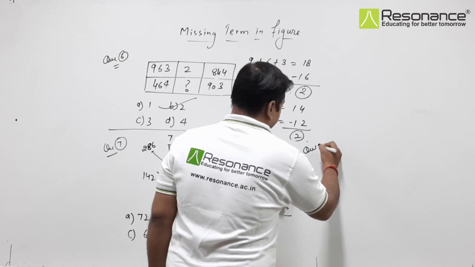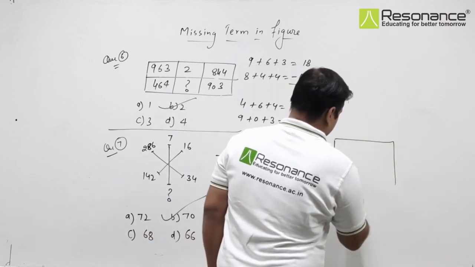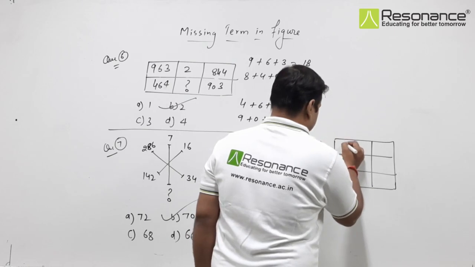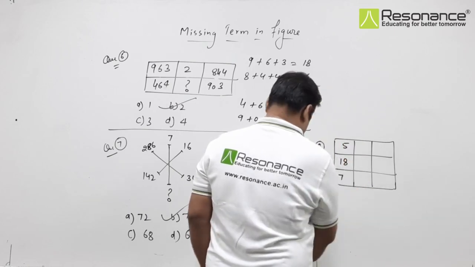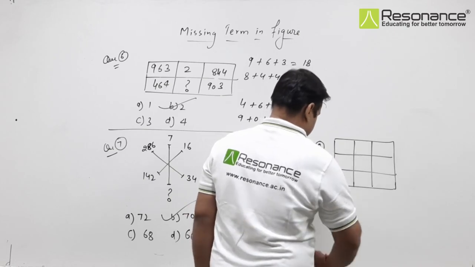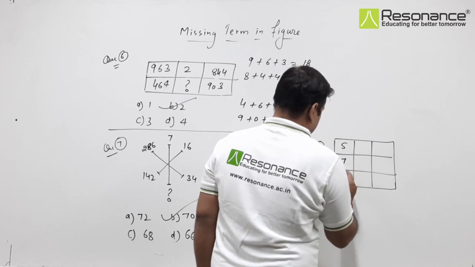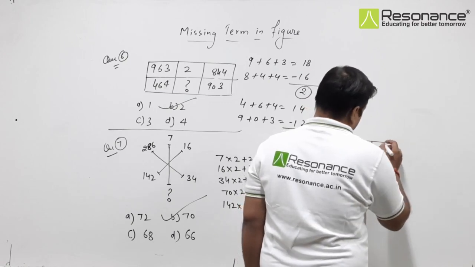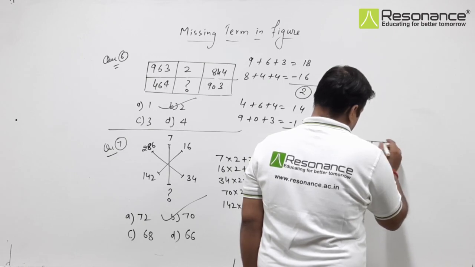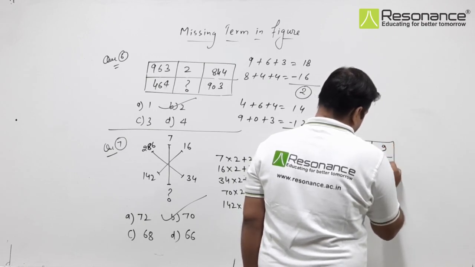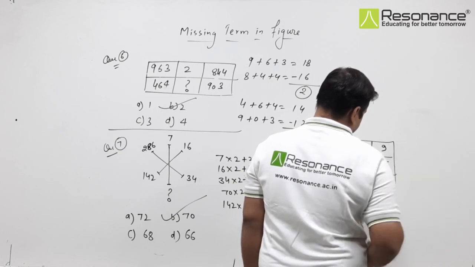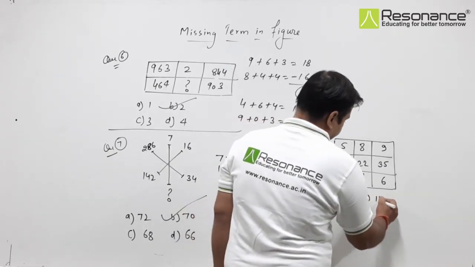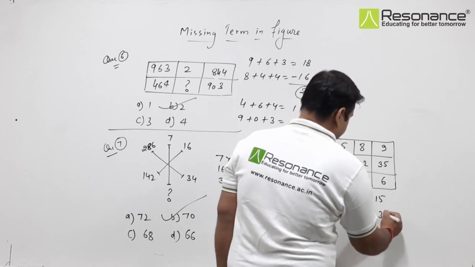One more type of logic we have, sometimes we have a grid: 5, 18, 8, 22, question mark, 9, 35, 6. The options are 10, 15, 20, 34.